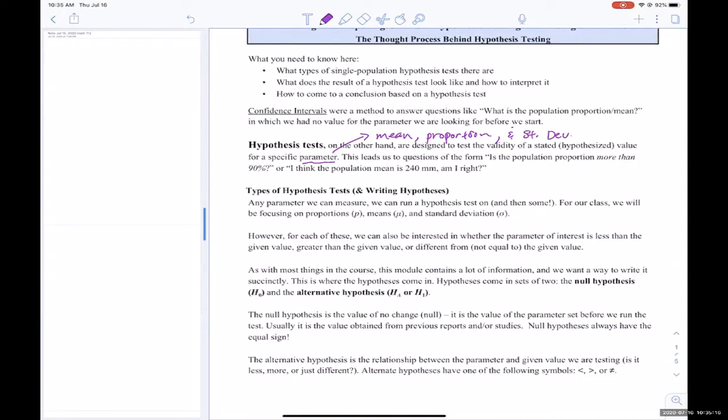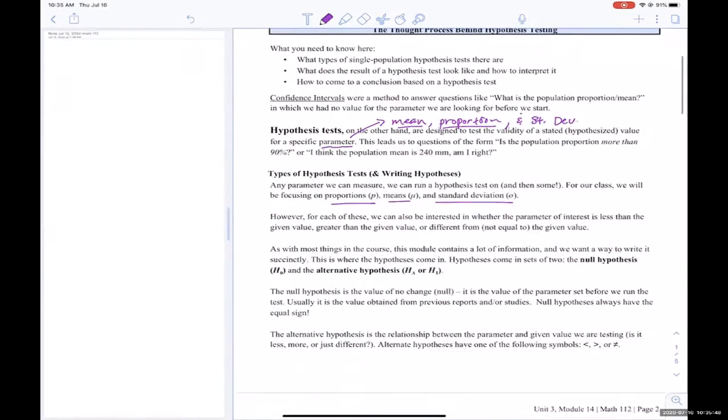This leads us to questions of the form like, is the population proportion more than 90%? Or, I think the population mean is 240 millimeters, right? Mean. We're going to be looking at hypothesis testing. And what is hypothesis testing? We're going to be dealing with different types, again proportion, mean, and standard deviation. We're going to be looking at different terminologies and notation.